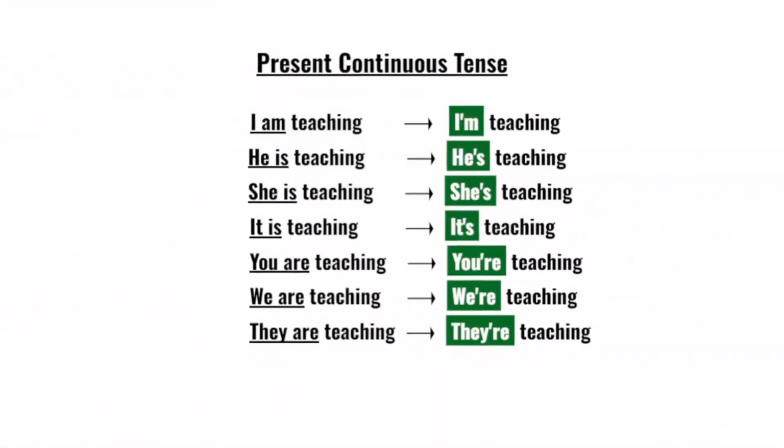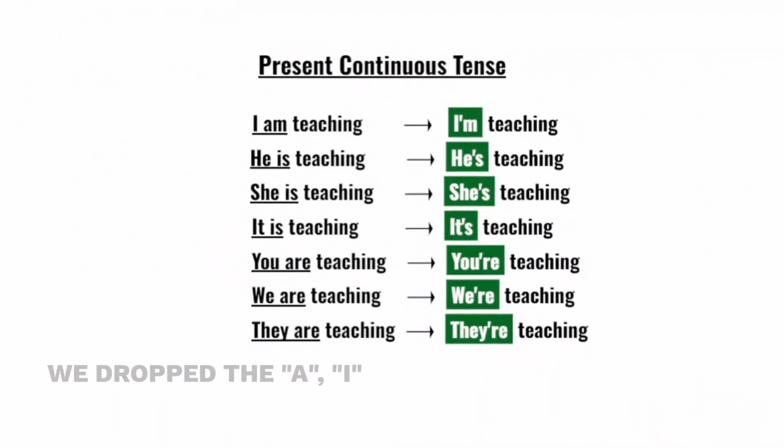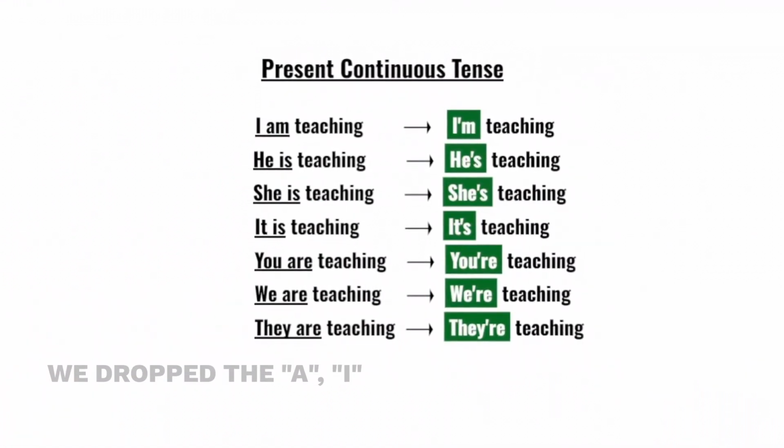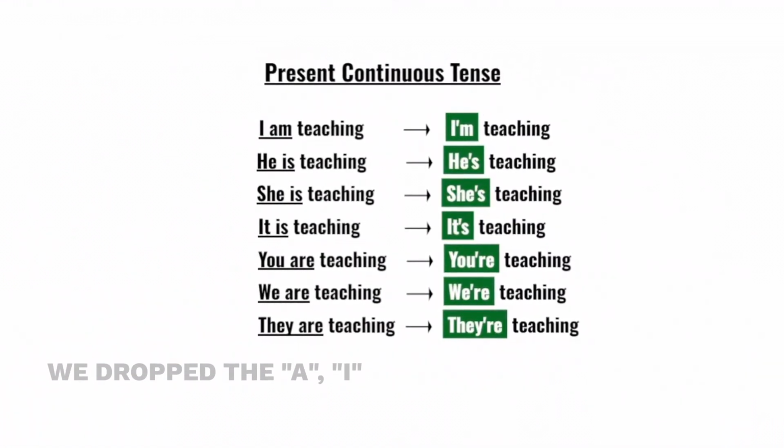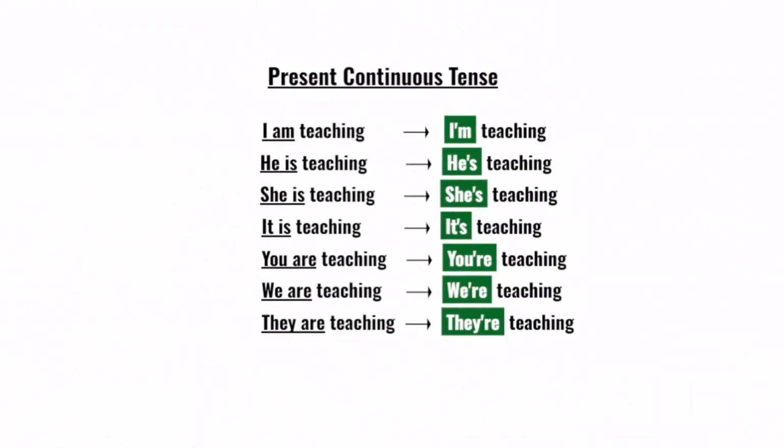Here's another example of present continuous tense. I am speaking, you're listening. I am teaching, you are watching. We can make these sentences shorter. Instead of I am teaching, I'm teaching. What we did here is we dropped the letter A and added apostrophe and joined those two words together.